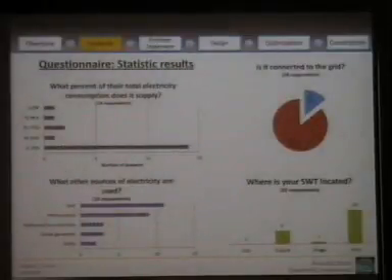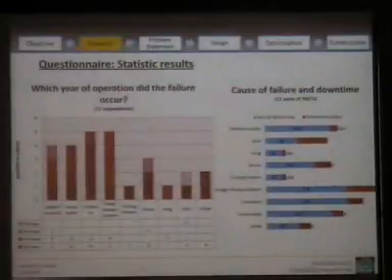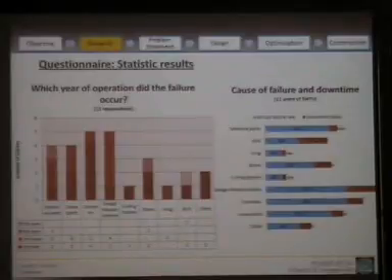Some statistic results from the questionnaire. We can see that the majority of small wind turbines are not connected to the grid. They are located in rural areas. They supply just a small percentage of the total electricity of the user. And the users also use other sources, mostly grid and photovoltaics. These questions were the ones that affected the most the direction of our project.